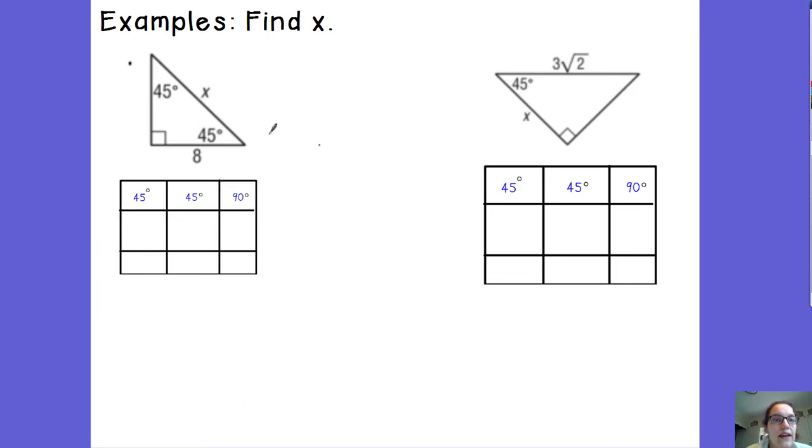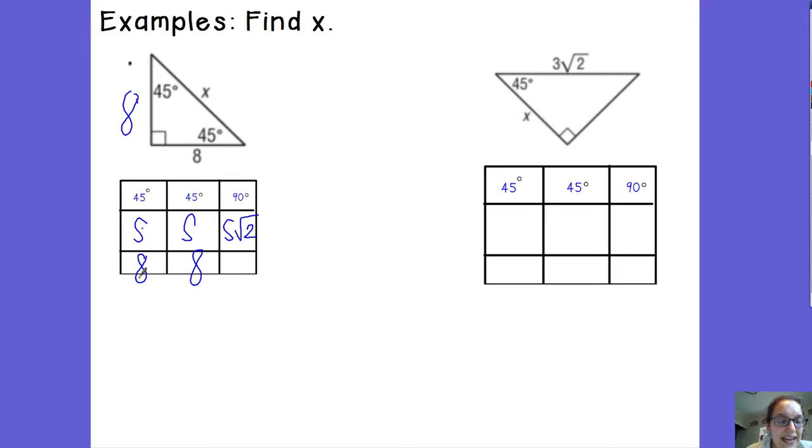Let's do an example. Okay, so we have this 45, 45, 90 triangle. And I know across from 45 is s, s, and across from 90 is s root 2. I know that one of the sides across from my 45-degree angle is 8. So I'm going to put 8 in the box in the chart. Across from the 45 is 8. So that means that across from the other 45-degree angle, that side will also be 8 because it's also s. So this is an 8 as well.